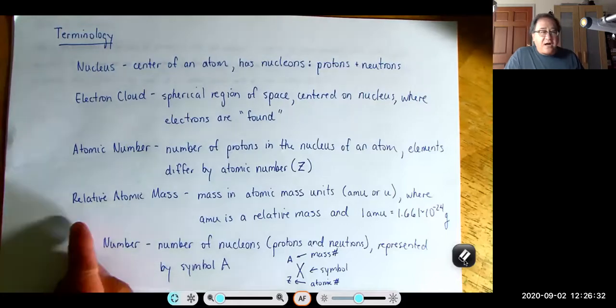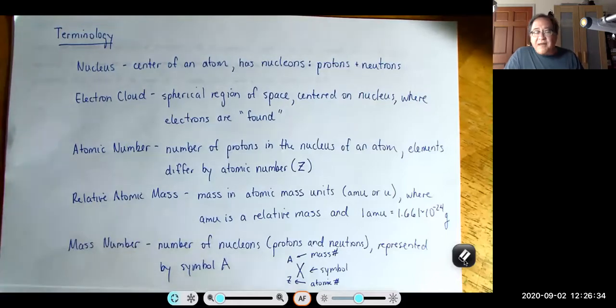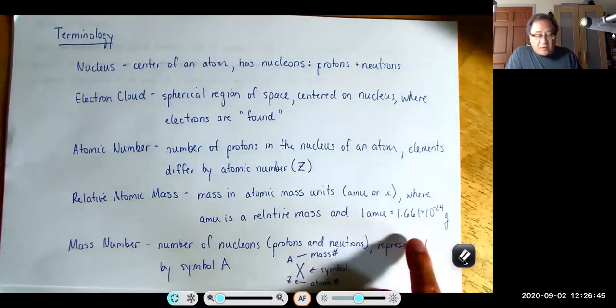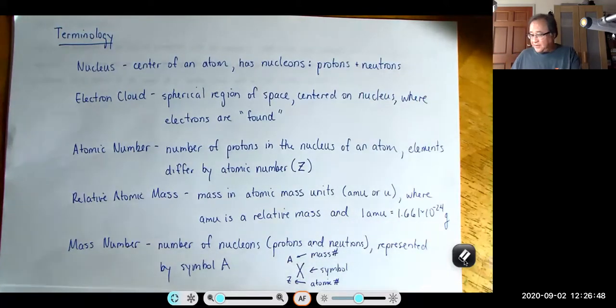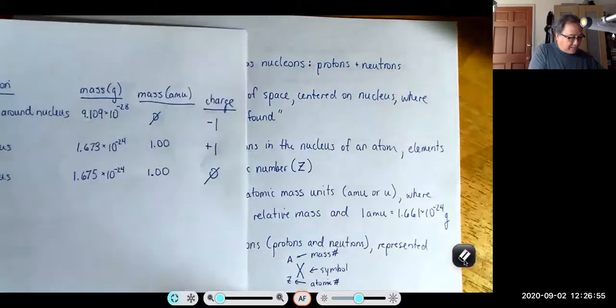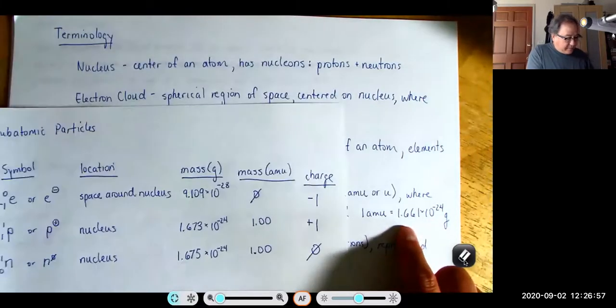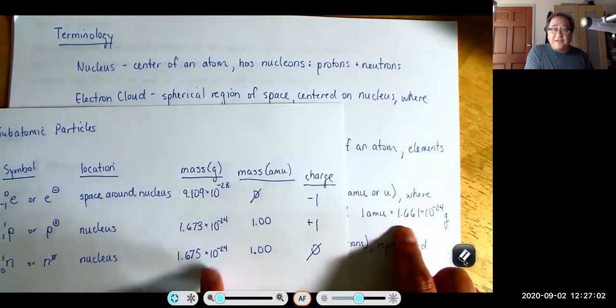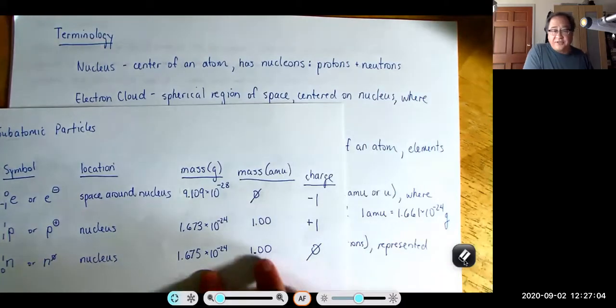There's relative atomic mass. This is the mass in atomic mass units. This is that relative mass we use for measuring protons and neutrons and electrons. And if you want to know how much a relative atomic mass unit is, it's 1.661 times 10 to the minus 24 grams. And if I pull up that chart from earlier to show you the mass of a proton and a neutron and compare it here. So here's the mass of a proton and a neutron. You can see that these values are very similar, and that's why I have 1.00 here.